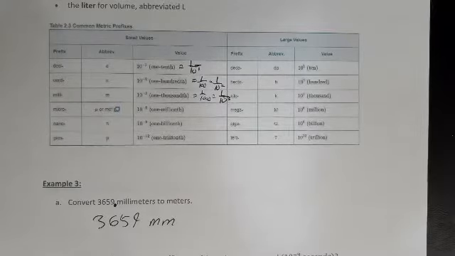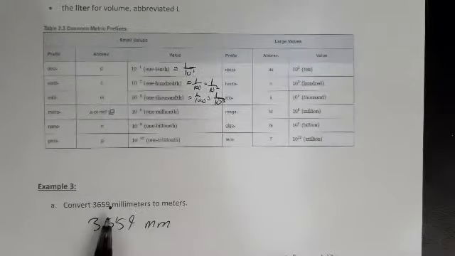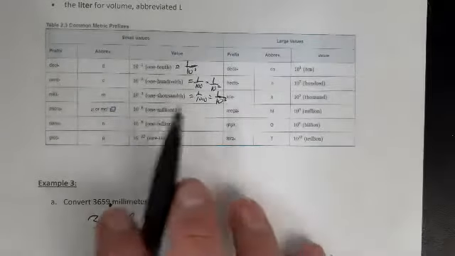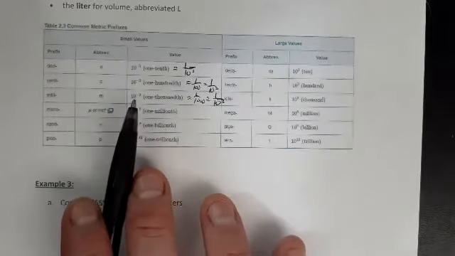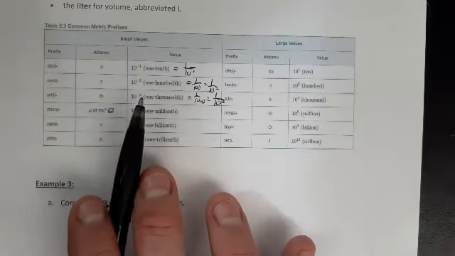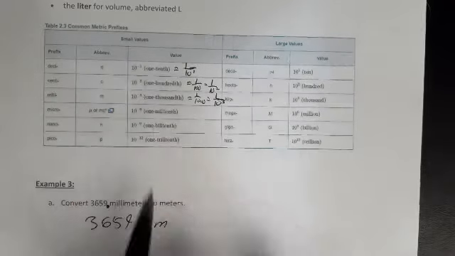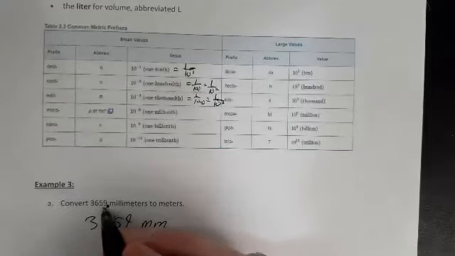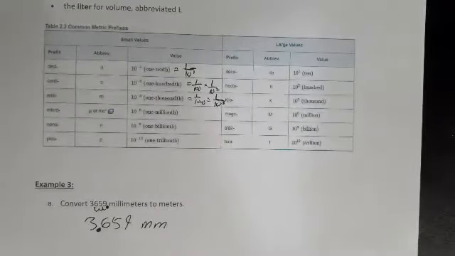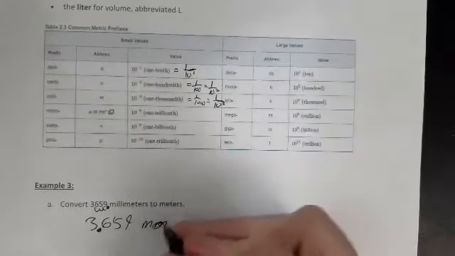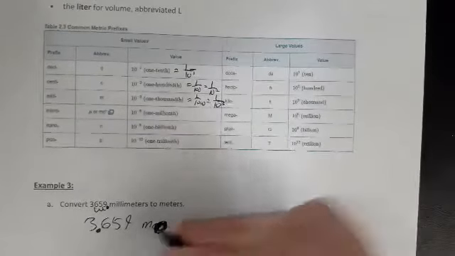Okay, so if we're going from millimeters to meters, so I'm going from something that's small to big, I'm going to be dividing this thing. So this thing should get smaller. And if we look at millimeters, the prefix M is 10 to the minus third. So this is telling me that it should get 3 spaces to the left to make it smaller. So 1, 2, 3. I'm going to make it 3.659 meters. Sorry, millimeters. Meters.